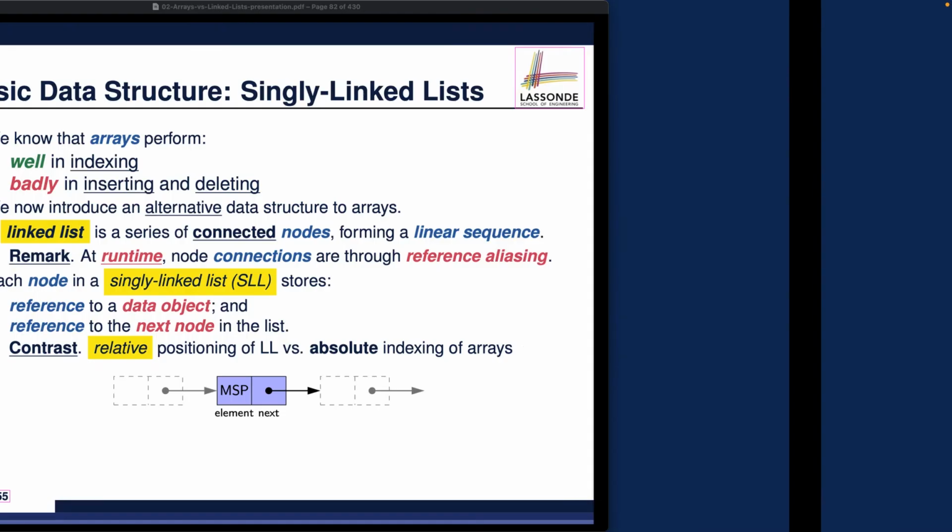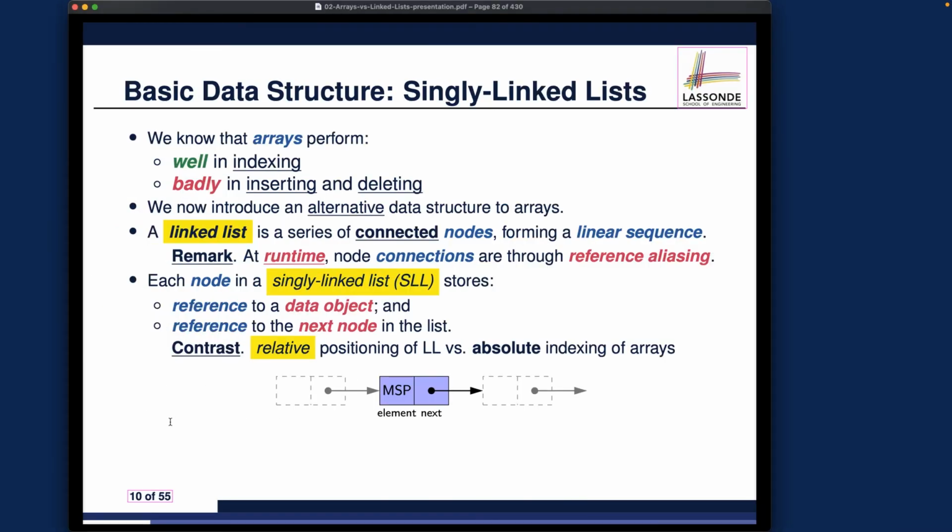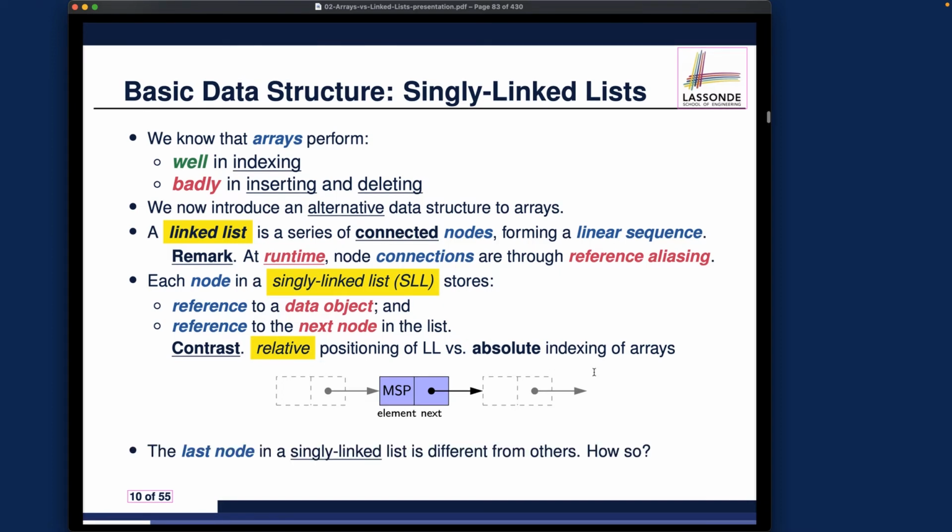Let me go back to the slides and see what else. We have covered all these points again visually. The last node, as I mentioned, is a very special node. It's the only one whose next reference is going to be null. That's the way for us to tell whether we are reaching the end of the list. So, for example, we can stop the iteration if we are running a loop. You'll see many algorithms on linked lists like that.